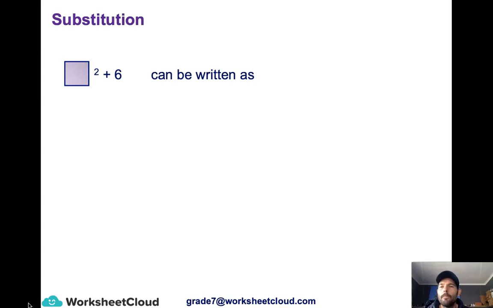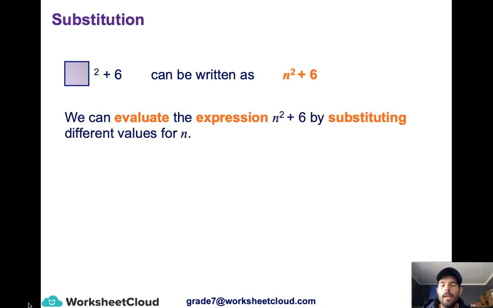We went through some examples with exponents, and there it can be written as, or here it can be written as n squared plus 6. Now I can give n a value, given the n a value of 4. So that means 4 squared plus 6, which 4 squared is 16 plus 6, and that is equal to 22.